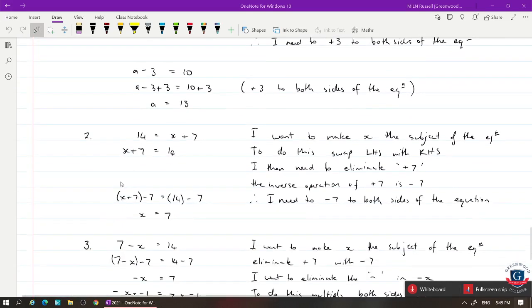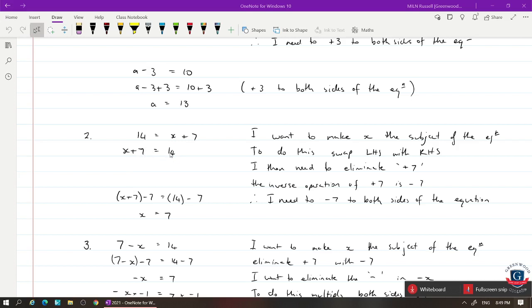Example 2 is a bit more difficult. The x isn't on the left hand side. So the first thing we could do is we can just swap the sides. If both sides are equal, it doesn't matter what side they're on. And I want the x to be on the left hand side, so I end up with an x equals statement. So that gives me this here.